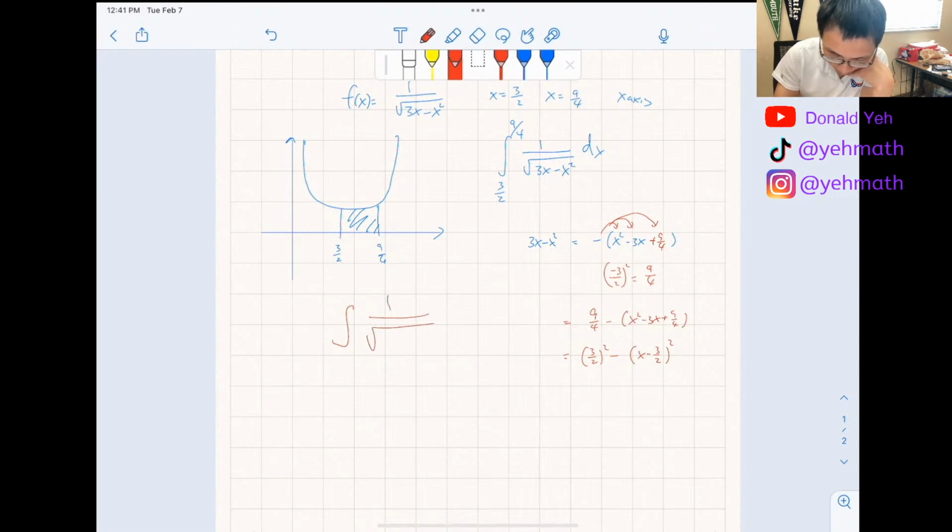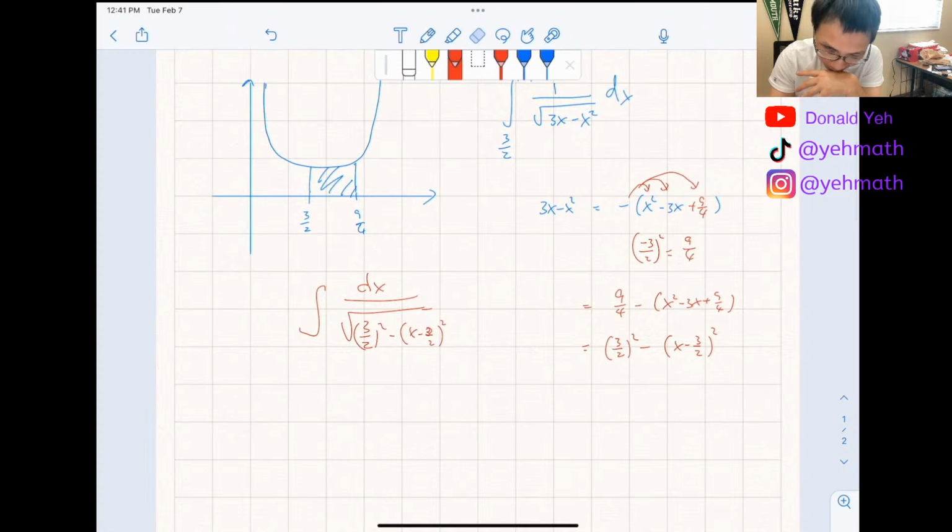1 over square root of (3/2) squared minus (x minus 3/2) squared. So this is a little bit more difficult, a little bit beyond normal. A calculus exam will not touch this. x minus 3/2. So if you got this part, you say, okay, now I'm going to get arc sine of (x minus 3/2).